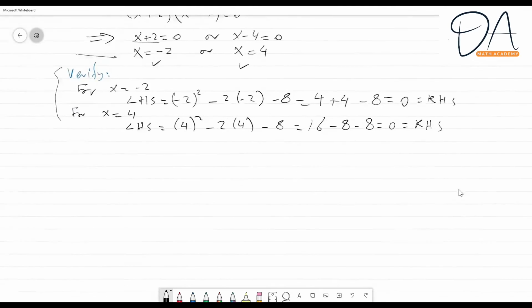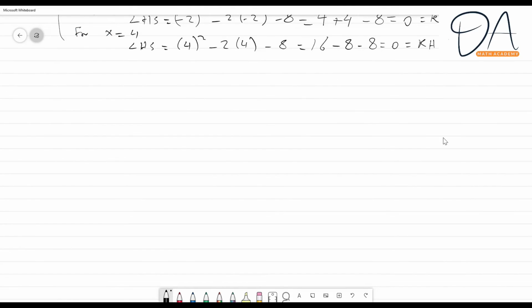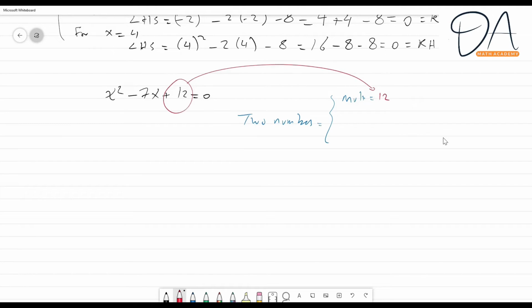So let's also look at one last example. Write x squared minus 7x plus 12 equals 0. So again, we are looking for two numbers. When you multiply them, it should give us 12, and when we add them, we should get minus 7. So again, we start by looking at different ways to form the 12. So we can have 1 times 12.